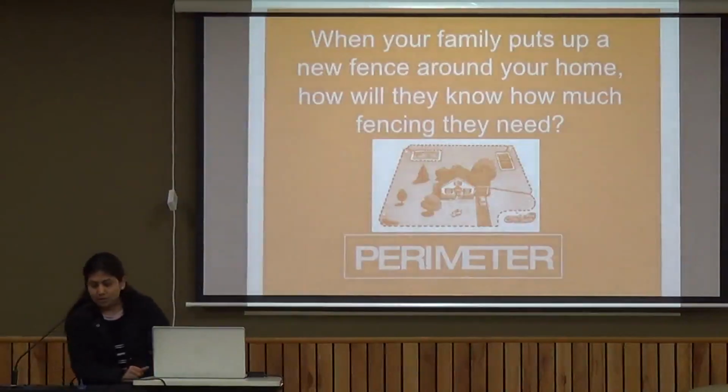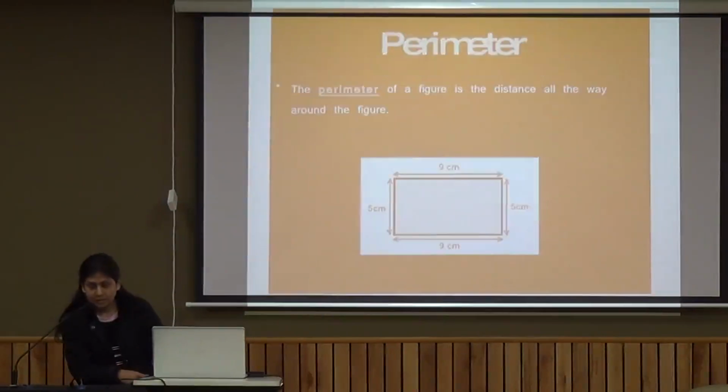Now, suppose your family wants to fence around your home and they want to calculate how much fence is required for this purpose. Now, in mathematics, we call this perimeter. The perimeter of a figure is the distance all the way around the figure.